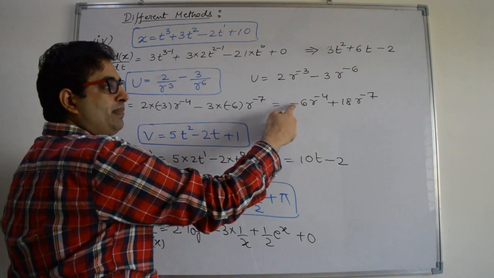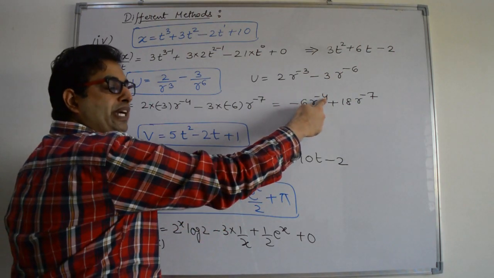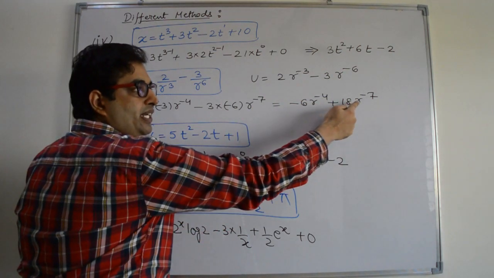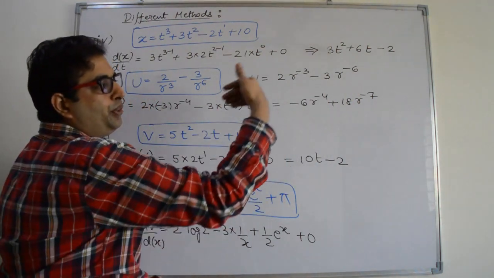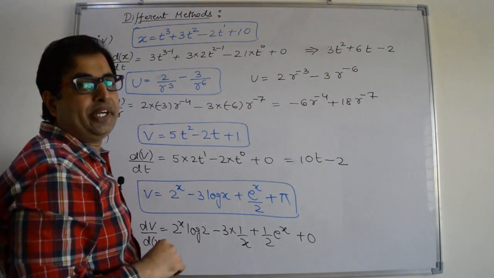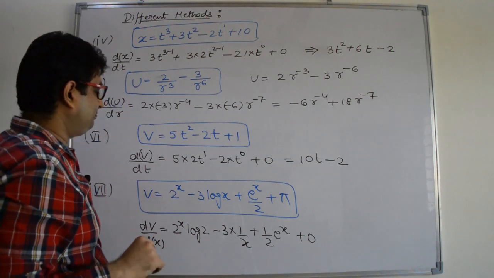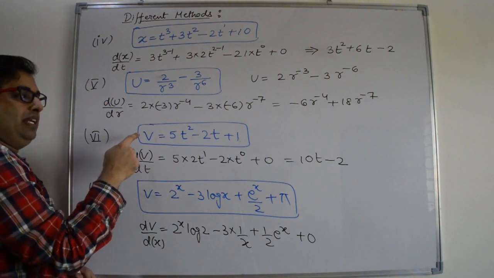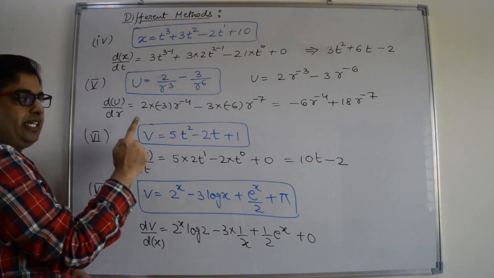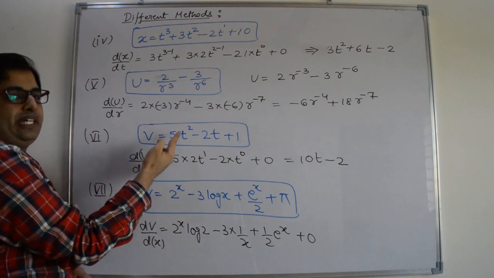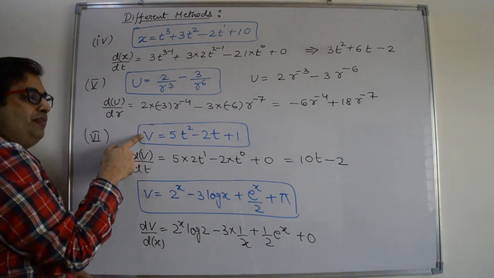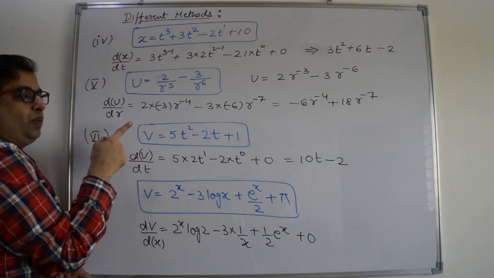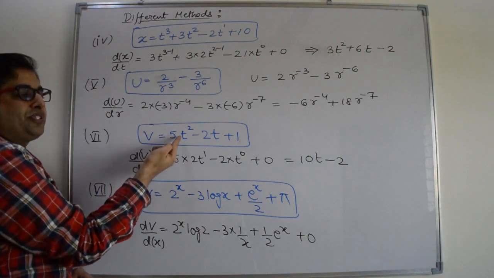So our answer is minus 6 r power minus 4 plus 18 r power minus 7. You can shift it to the denominator also. Now we have symbols v and t instead of x and y. Again, we have to differentiate, which means we have to calculate dv by dt because it depends on t.